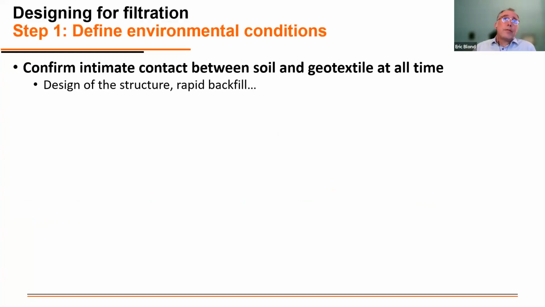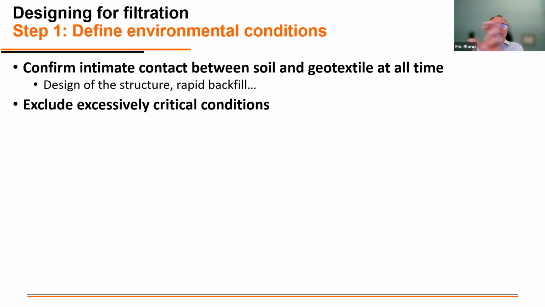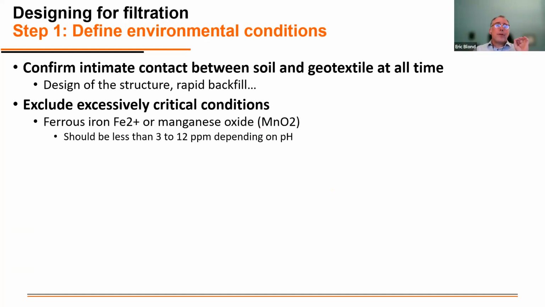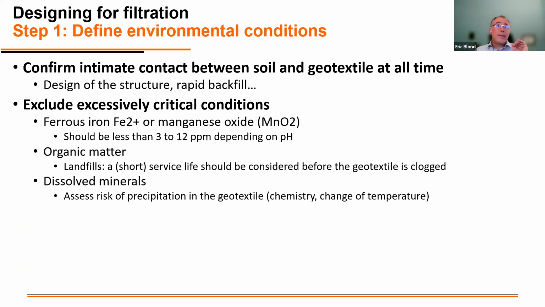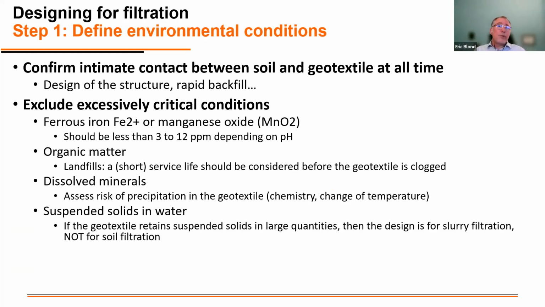So now we're getting into the detail of the opening size and so on. First step, when we're doing the design of a filter, confirm the intimate contact. Second step, exclude excessively critical conditions. Ferrous iron or manganese oxide must be in very low concentration. There is no solution so far, not that I know, to allow these minerals to be in presence of a geotextile without clogging of the geotextile on a short term. And short term can mean 6 months, 2 months, 2 years, but it's not going to be 20 years, for sure.